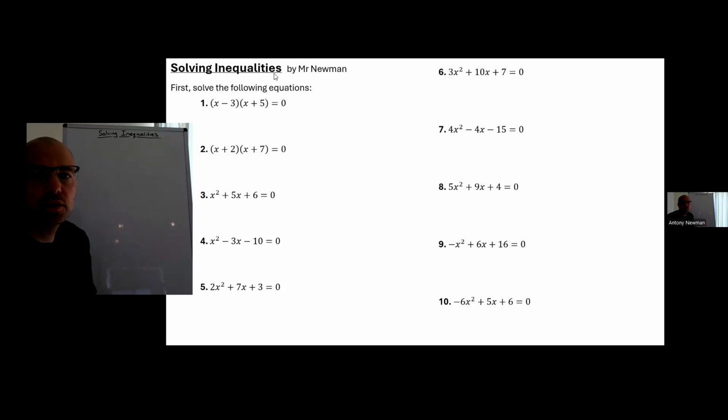Today's topic, we're going to be solving inequalities. And to start that, I've written some quadratic equations for us to solve. So at this point in time, I'd like you to have a go at trying to solve these. Start with questions 1 and 2, and then progress down to question number 10. Of course, ask me for help anytime you may get stuck.